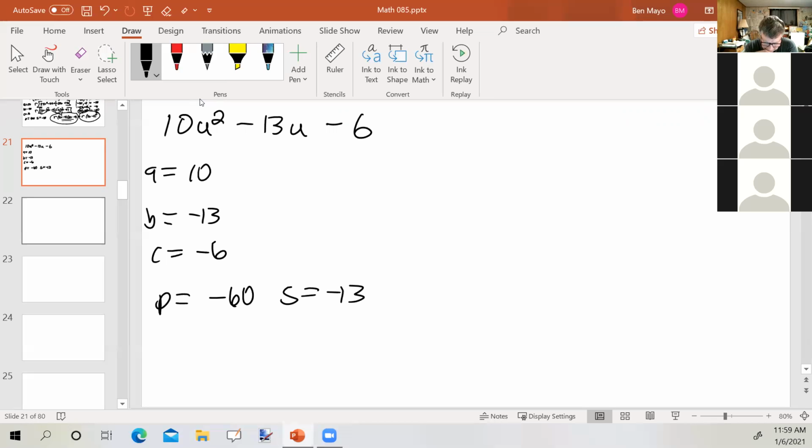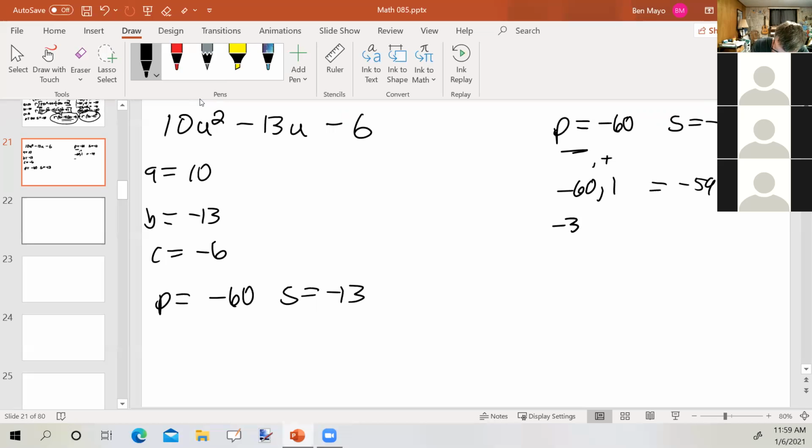Well, let's see. If the product is negative, I've got to have a positive and a negative, right? But the sum is negative, which means my negative number has to be bigger than my positive. Again, I think I'm going to write this over here so I have more room to work with. So I've got to have a big negative and a little positive so that when I add them, I get a negative final answer. So I'm going to start with negative 60 and positive 1. I could start with 60 and negative 1, but remember the negative number has to be bigger. Well, that's not going to give me what I want. That's negative 59 as a sum.